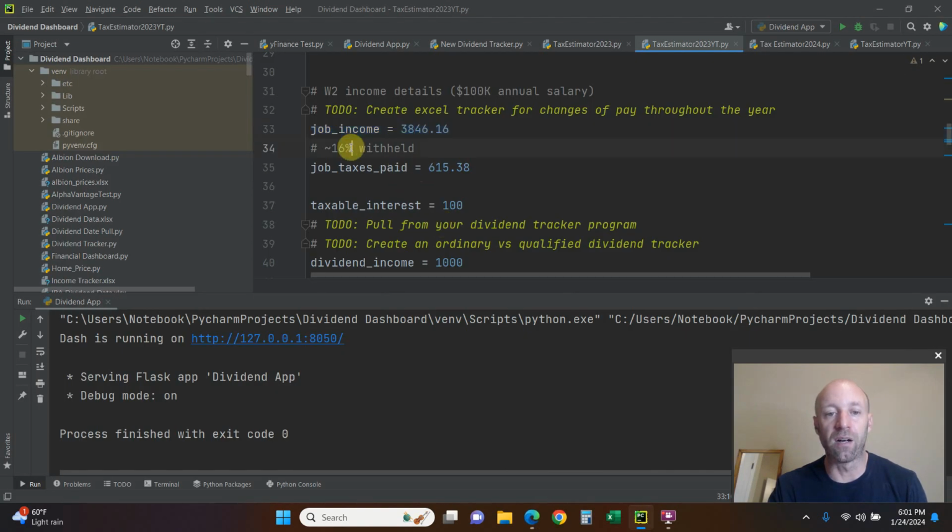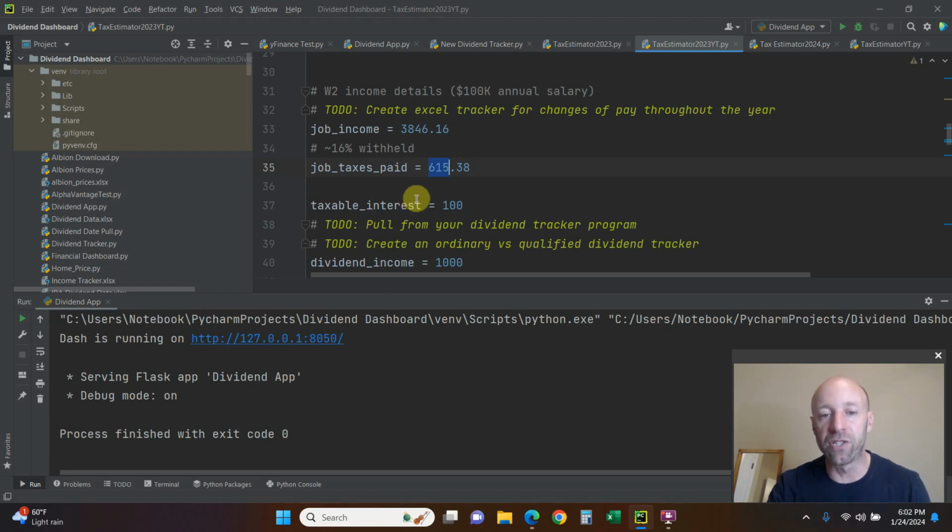Then on my paycheck, it's approximately 16%. I'm not sure how employers calculate that for you. I know there's some sort of calculation that they do. And so for the job taxes paid, again, I just took the W-2 and divided it by 26.